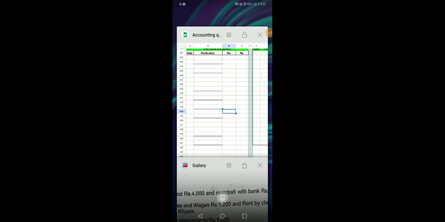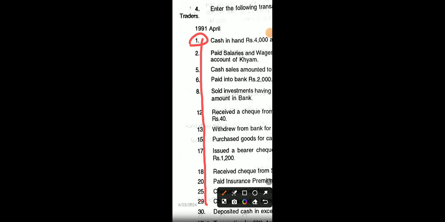What does that mean? It means our cash book will contain entries regarding discount, entries regarding cash, entries related to bank as well. It means all three columns will be filled. All right, and now we are going to start our question. We will be starting from first. All these transactions are related with one single month, and that is April.